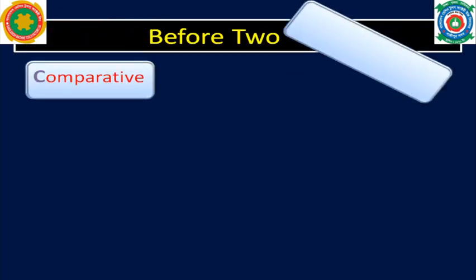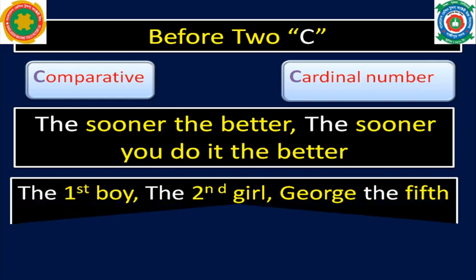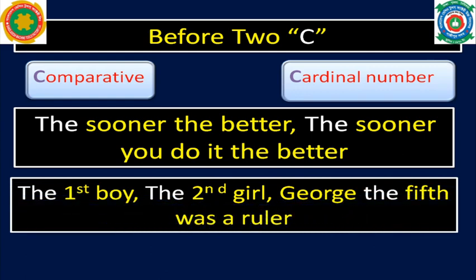Then we move on to another rule, the comparative form, right? Comparative and cardinal. For the comparative form, you know already: the sooner the better. When you see this form, you have to use the. The sooner you do it, the better, right? Then cardinal number, ordinal. Do you know what a cardinal and ordinal number is? You have already got this knowledge from class 3, 4, 5, right? And you are in class 7. So you obviously have that knowledge, I hope.